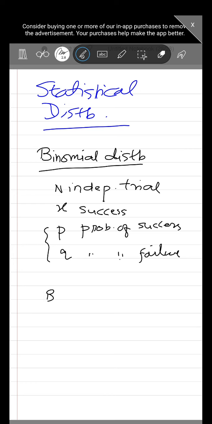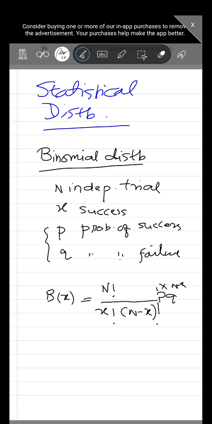function can be written as bx that is equal to n factorial divided by x factorial into n minus x factorial into p to the power x into q to the power n minus x. And this part is nothing but the combination function, that is cx into p to the power x and q to the power n minus x.